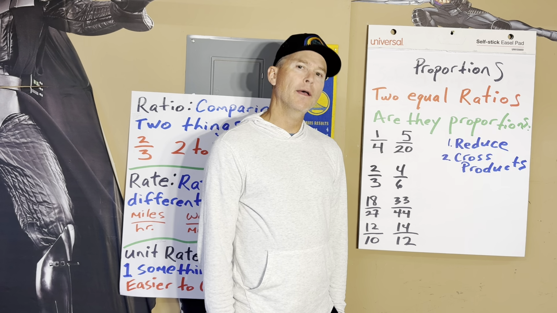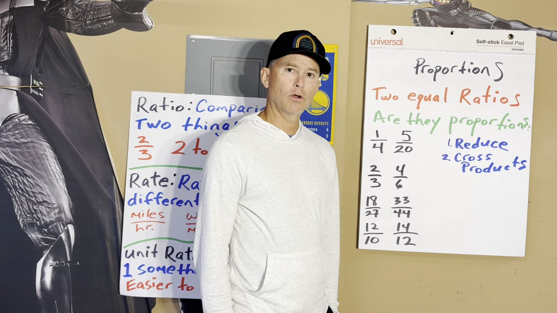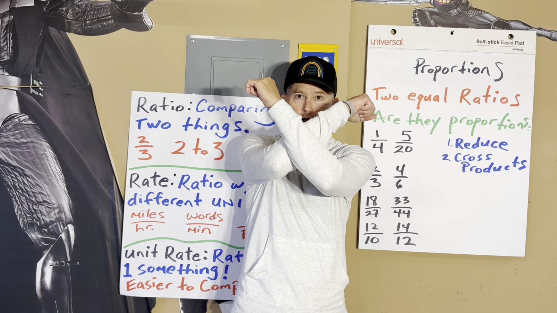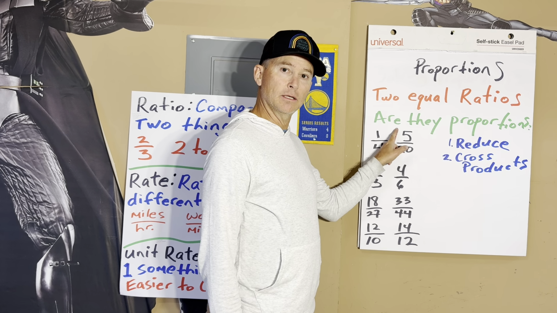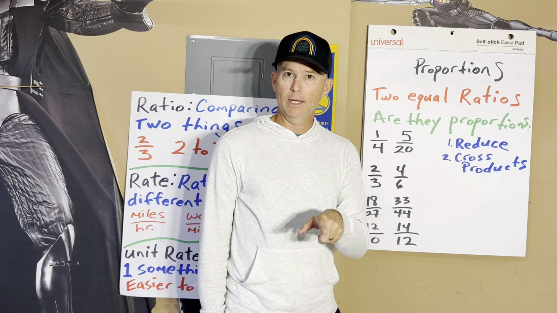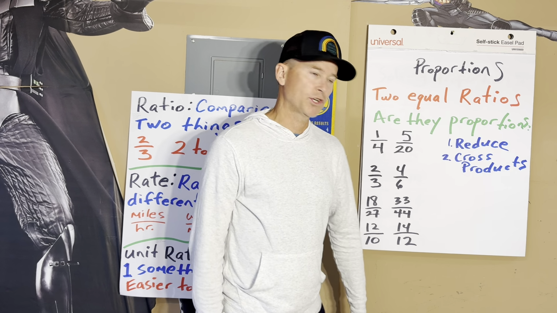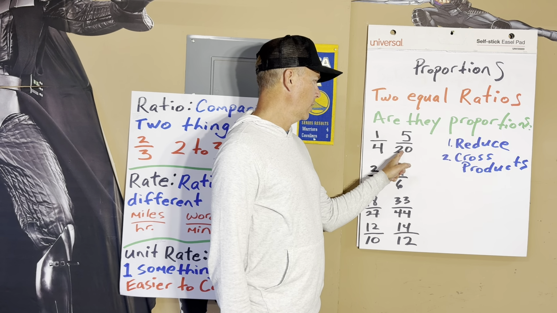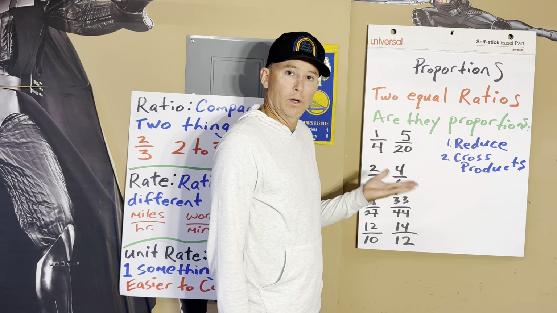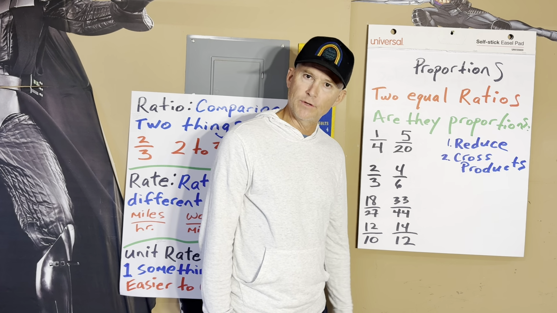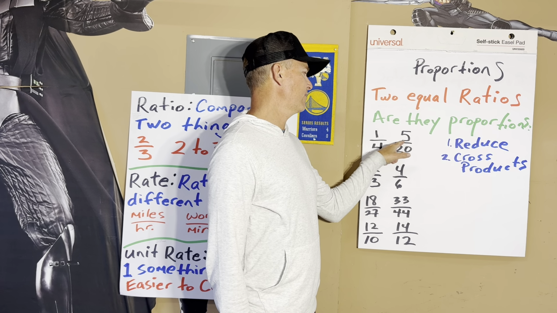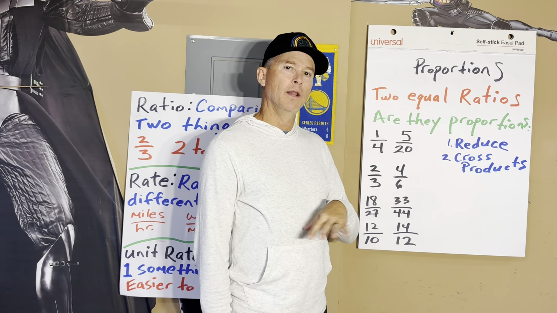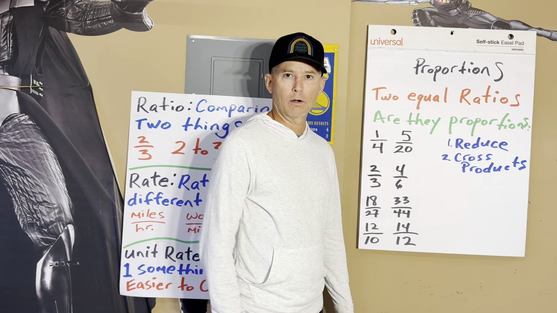Okay, the other test that you could use is cross product. If you have two ratios and these products multiplied are equal, then you have a proportion. For example, 1 times 20 is 20, 5 times 4 is 20. That's it. You don't have to reduce. You don't have to do anything. Other people will look at these and go, well, 1 times 5 is 5, 4 times 5 is 20. There's multiple ways you can tell if they are a proportion.